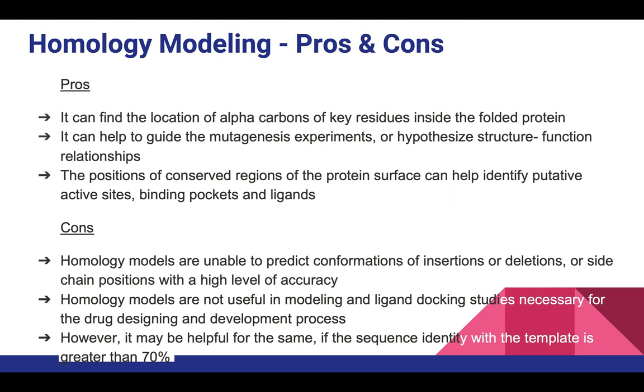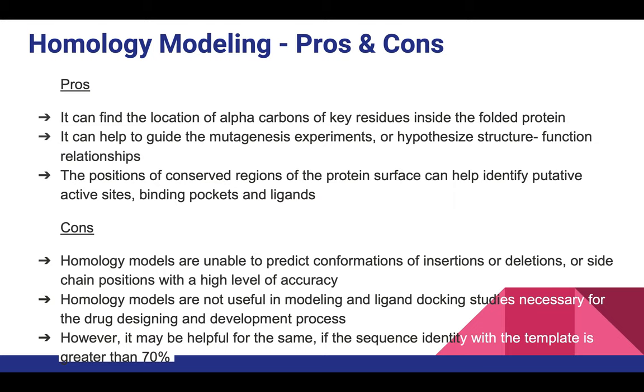Second, it can help to guide mutagenesis experiments or hypothesize structure-function relationships, which a lot of people do, or perform homology modeling for that purpose. The third one is that the positions of conserved regions of the protein surface can help identify putative active sites, binding pockets, and ligands for interaction.